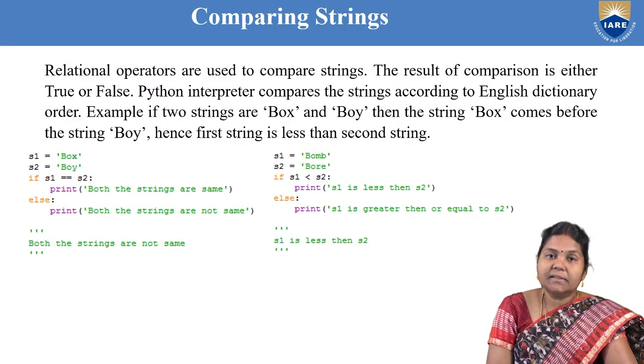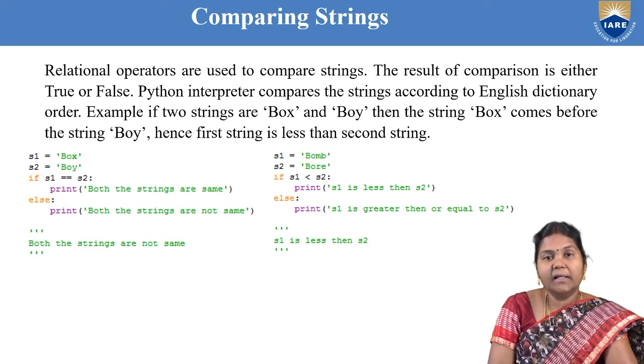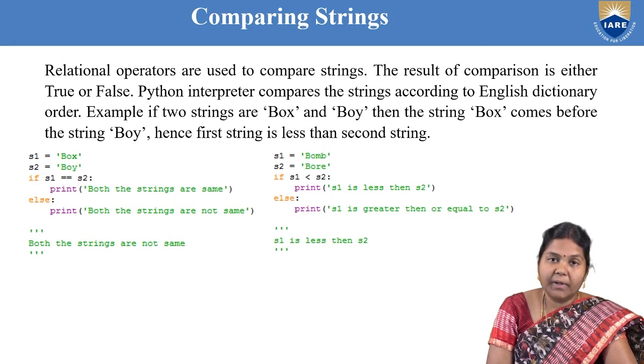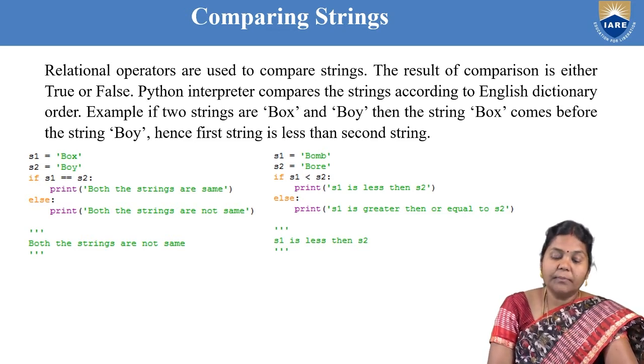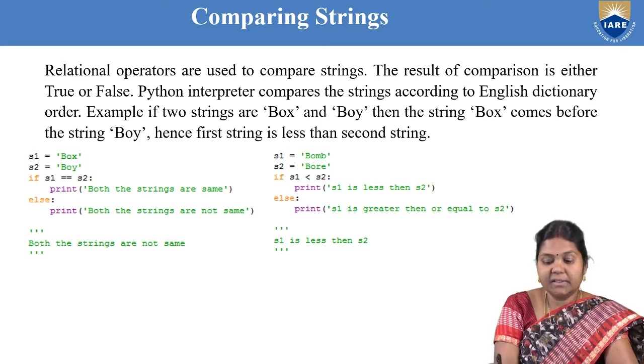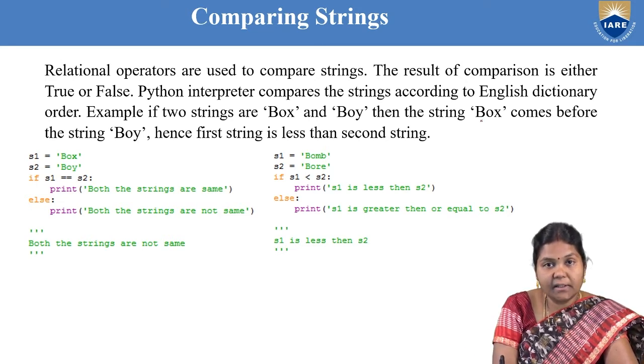Now let us discuss how to compare the strings. To compare the strings, relational operators are popularly used. The result of comparison will be either true or false. That means two strings are equal or not equal. True or false is the result. Now the Python interpreter compares the strings according to the English dictionary order.